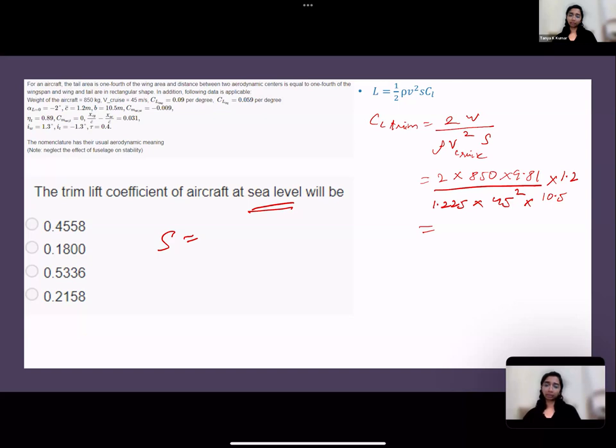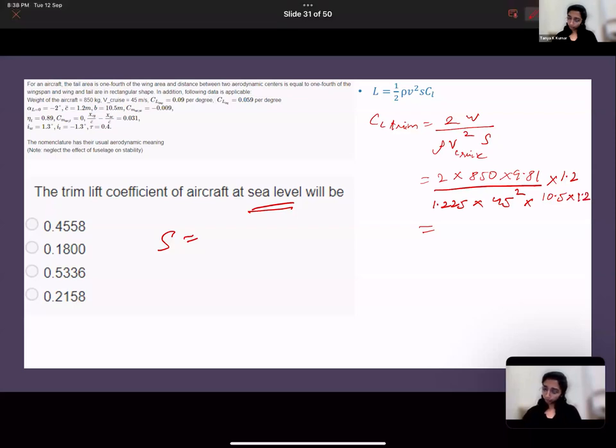How was it 8.75? Why is it 10.5 by 1.2? Why is it B by C? B square by S is the aspect ratio, right? What is S? Yes, so that is the mistake. It's into 1.2. Now tell me the answer.